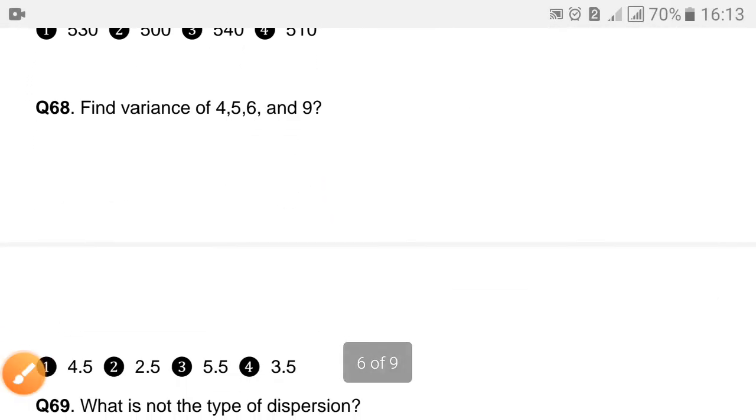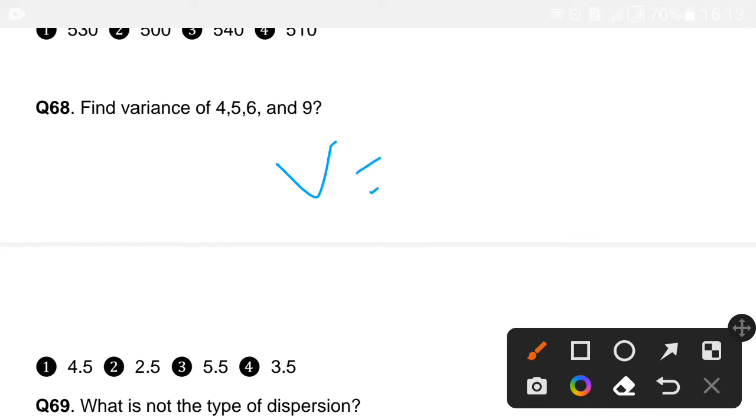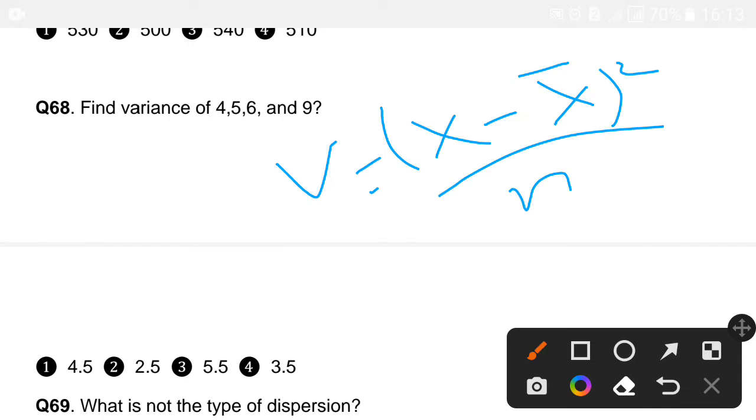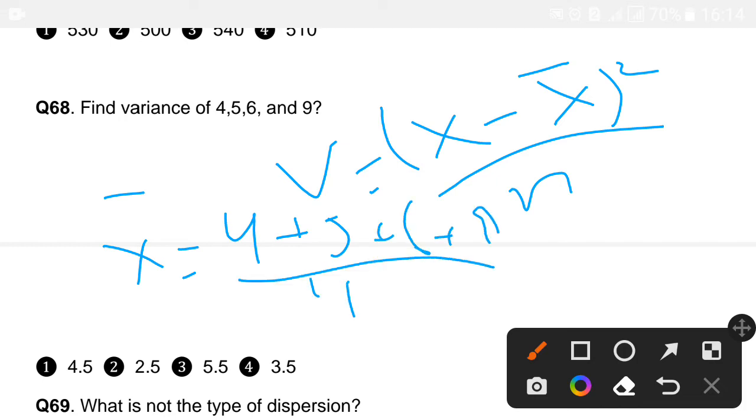Next question is, find the variance of 4, 5, 6 and 9. We are given 4 values in this data set, and we are asked to find the variance. The formula for variance is the sum of x minus x bar whole square divided by the number of data, which is n, and x bar is the mean or average of the given data. First we find x bar. So 4 plus 5 plus 6 plus 9 over 4. 4 plus 5 is 9, 9 plus 6 is 15, 15 plus 9 is 24, over 4, which gives us 6. So the mean, x bar, for this given data is 6.